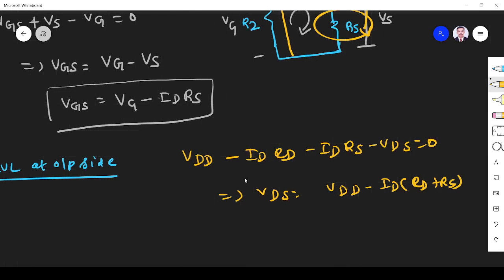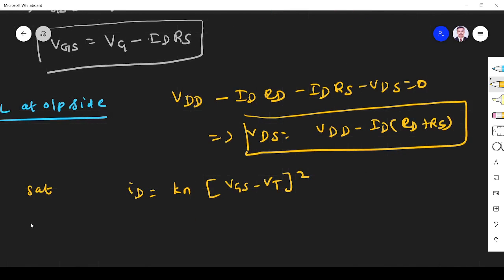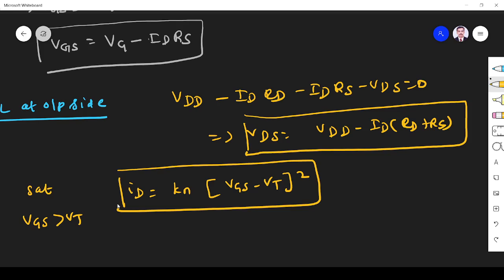Right? So VDS is the first thing we have to find for any network. ID we know. For the saturation region, ID is Kn times (VGS minus VT) squared, and saturation means VGS must be greater than VT. So these two conditions must be satisfied. So for any MOSFET circuit, we have to find the drain current and the drain to source voltage. We found both here.